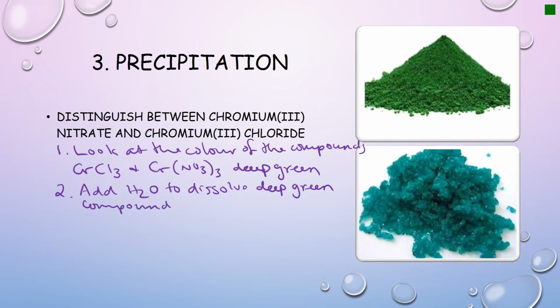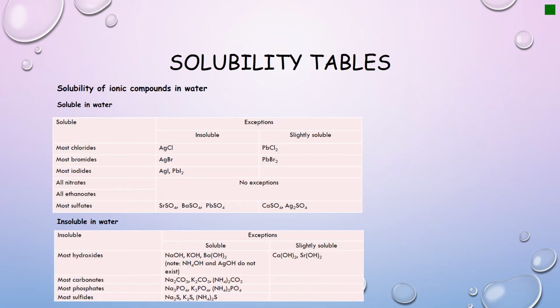And we check our solubility tables and we find that both chromium nitrate and chromium chloride are soluble. So now we're at the precipitation reaction. So we're going to have to go to our data sheet and check out the differences between chlorides and nitrates. We can't distinguish on the chromium because they're both deep green. So let's check out the solubility tables.